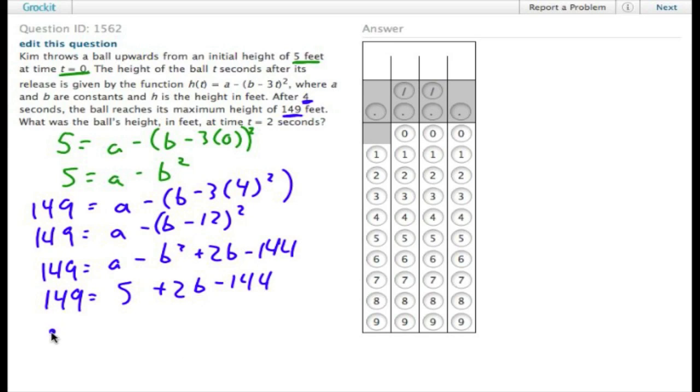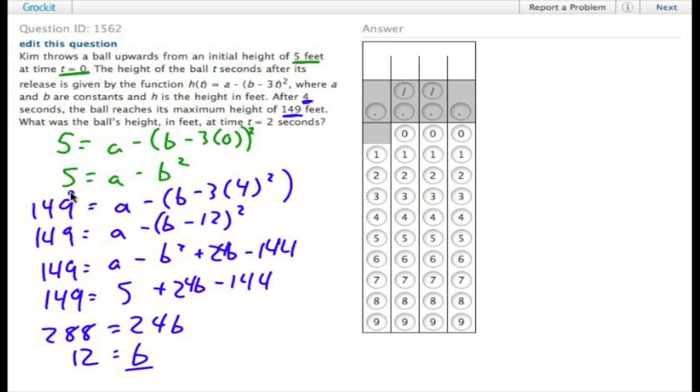Put everything on either side. That is equal to 288, which is equal to 24b. Multiply this out wrong, 24b. It's equal to 24b. That's also equal to 12. 12 is equal to b. So you have the value for b at least.